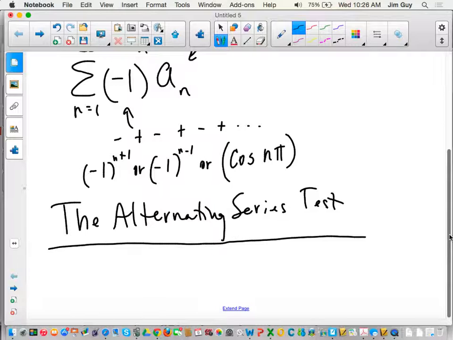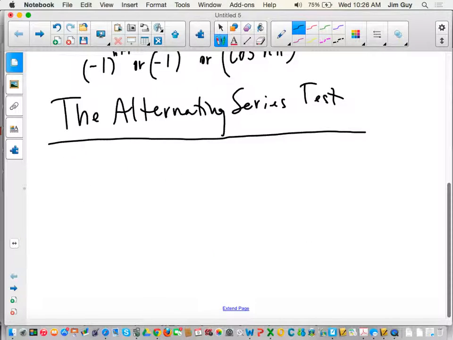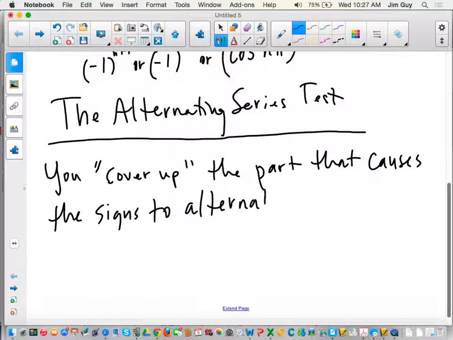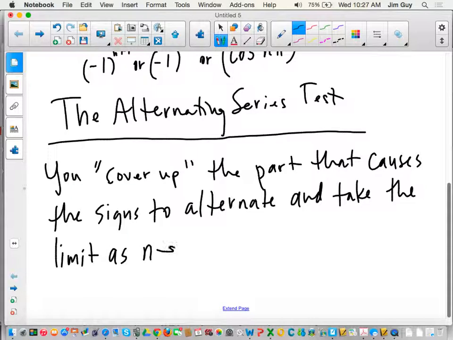And I'm going to just write it out here in simple, layman's terms first. Now, these aren't the official mathematical terms, but this is basically how you go about the process. You would cover up the part that causes it to alternate, so it causes the signs to alternate, and take the limit as n approaches infinity of the rest.